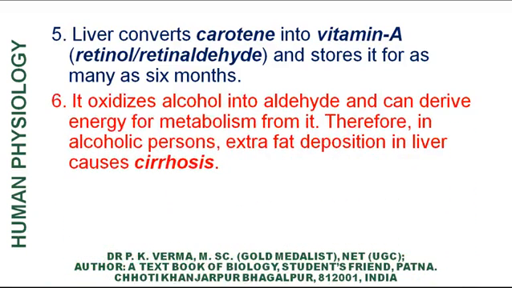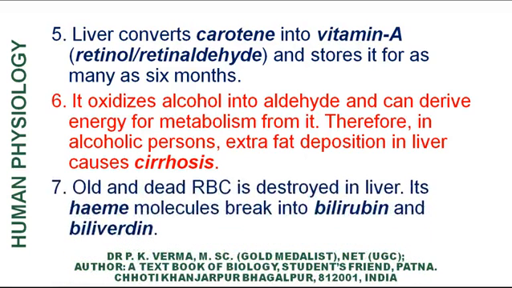The liver oxidizes alcohol into aldehyde and can derive energy for metabolism from it. Therefore, in alcoholic patients, extra fat deposits in the liver, causing liver cirrhosis. The old and dead RBCs are destroyed in the liver. Their heme molecule breaks into bilirubin that, when it comes into blood, forms biliverdin.